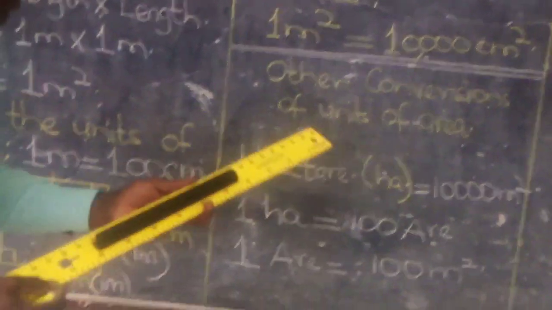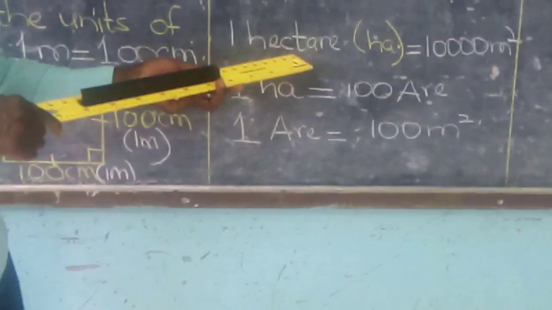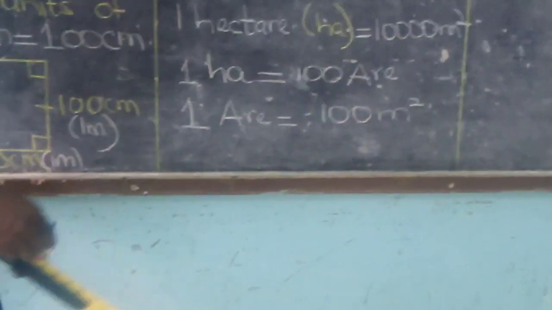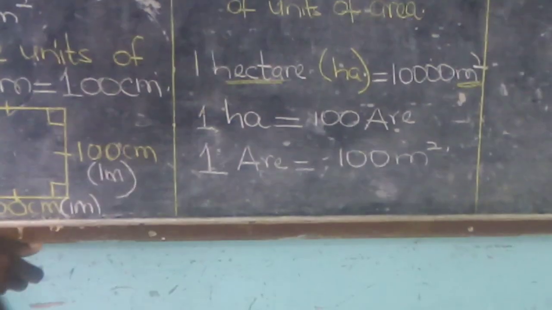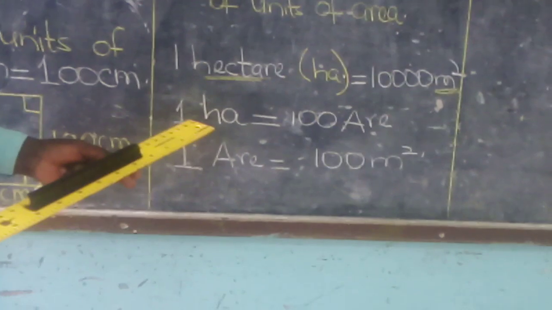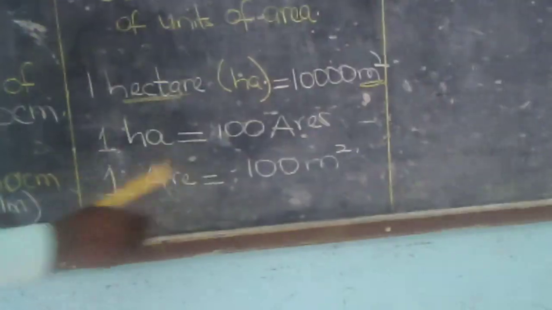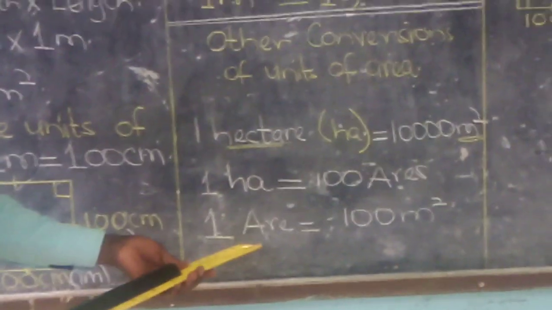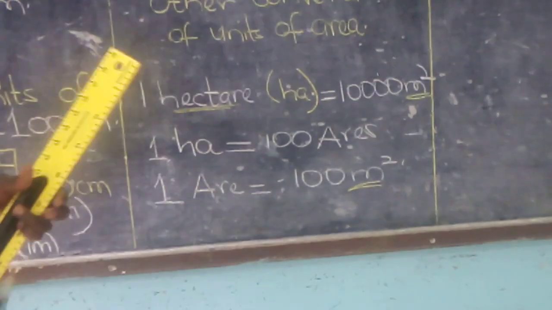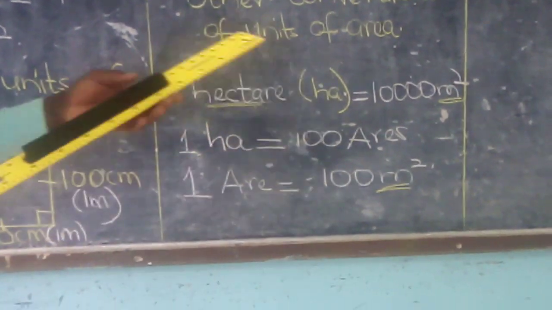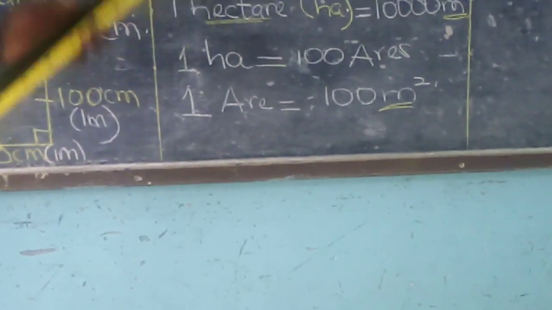There are here other conversions of units of area. After knowing the method of getting them, 1 hectare is the same as 10,000 square meters. Mark the units, square meters. 1 hectare is equal to 10,000 square meters. 1 hectare, the same hectare, is equal to 100 acres. I forgot the S, sorry, 100 acres. 1 are is equal to 100 square meters. I want you to master this and be able to remember them and use them. You apply them to solve problems involving conversion of the units of area.